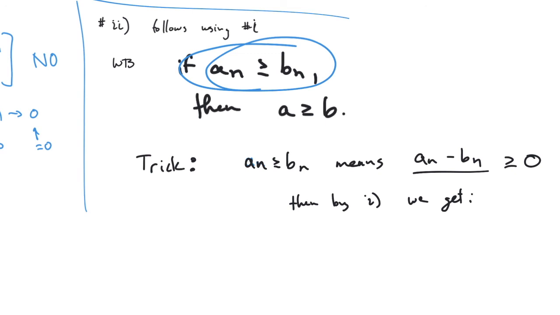By number 1, it means a minus b is greater than or equal to 0, because the limit of an minus bn is a minus b. That's because of the limit rules about adding together two limits. And then what does this mean? Then we can just add the b back on both sides, and it says a greater than or equal to b, which is what we wanted. So this is what I meant by saying number 2 actually just follows easily if you already know number 1. All right?